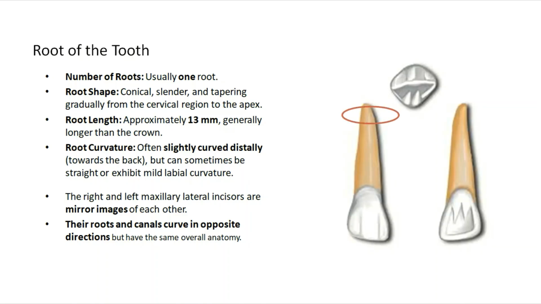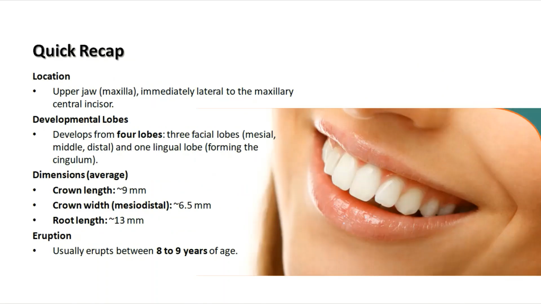In the quick recap, the location is the upper jaw, maxilla, immediately lateral to the maxillary central incisor. We see 4 developmental lobes: 3 labial lobes and 1 lingual lobe from the cingulum. The crown height is 9 mm, the crown width is 6.5 mm, the root length is 13 mm, and it usually erupts between 8 to 9 years of age.